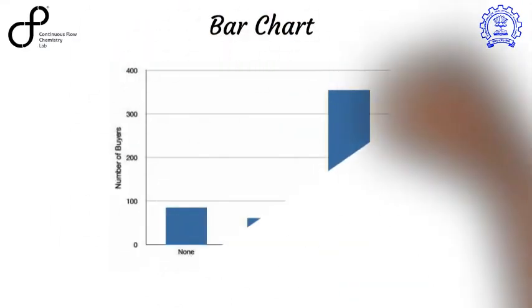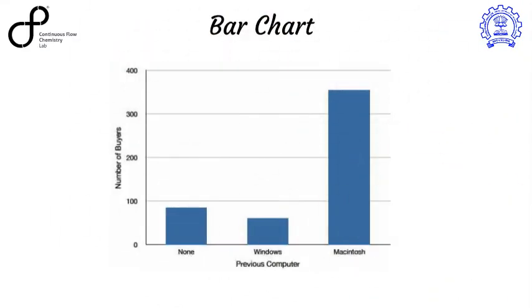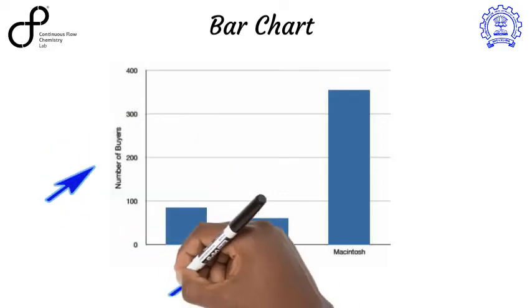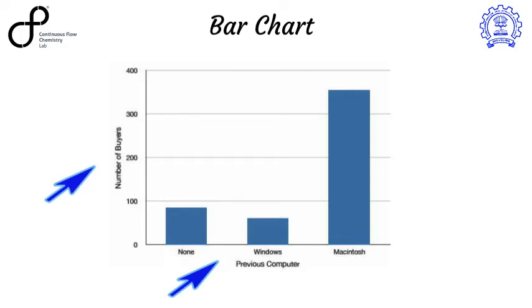Another way to represent this data is using bar charts. Bar charts can be used to represent frequencies of different categories. A bar chart of the iMac purchases is shown here. Frequencies are shown on the y-axis, and the type of computer previously owned is shown on the x-axis. Typically, the y-axis shows the number of observations in each category, rather than the percentage of observations, as is typical in pie charts.